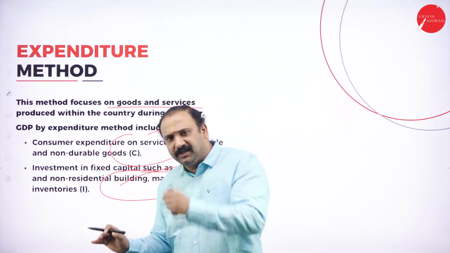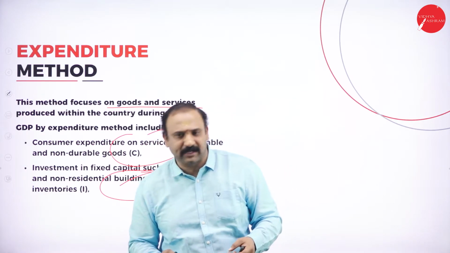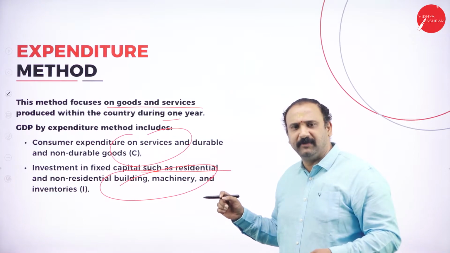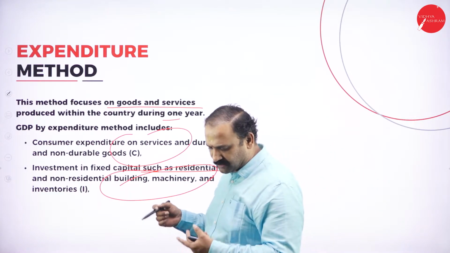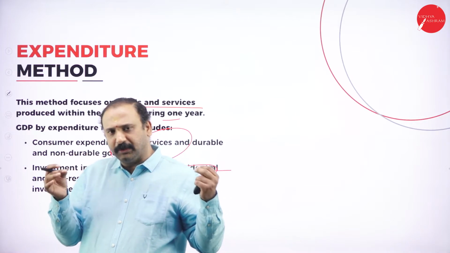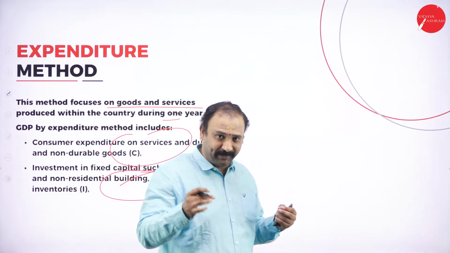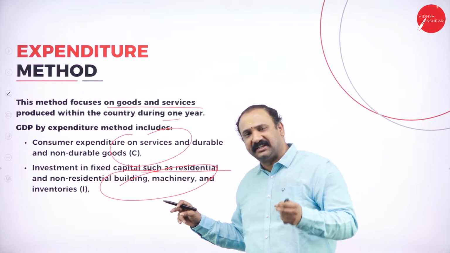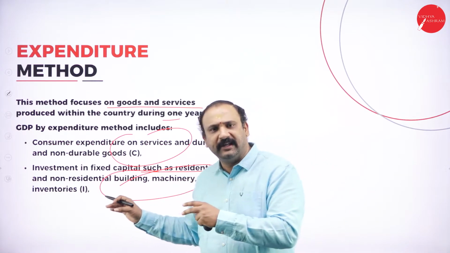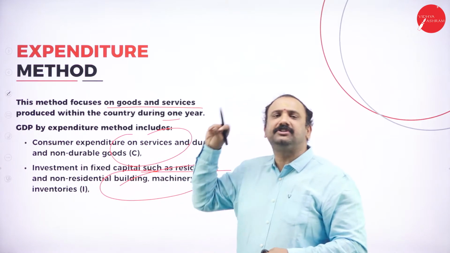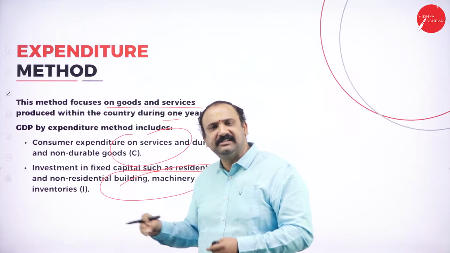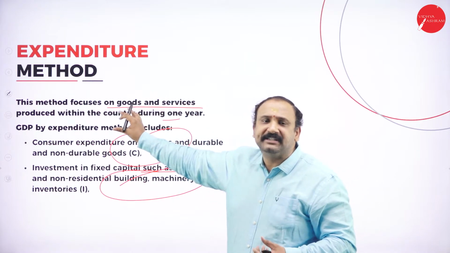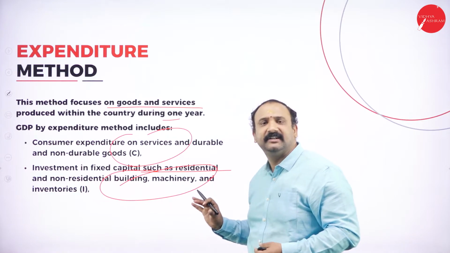If you look here, on a week-on-week, month-on-month, year-on-year basis, the consumer is spending some money on services, for his personal services, for his house, for his people, for all these surroundings. So there is going to be some money invested. Followed by that investment comes fixed capital, such as residential and non-residential buildings. There are also expenses made on inventory, on purchases, on machineries and other factors. All these things put together constitute the expenditure method. So that's how the expenditure method comes into the picture.